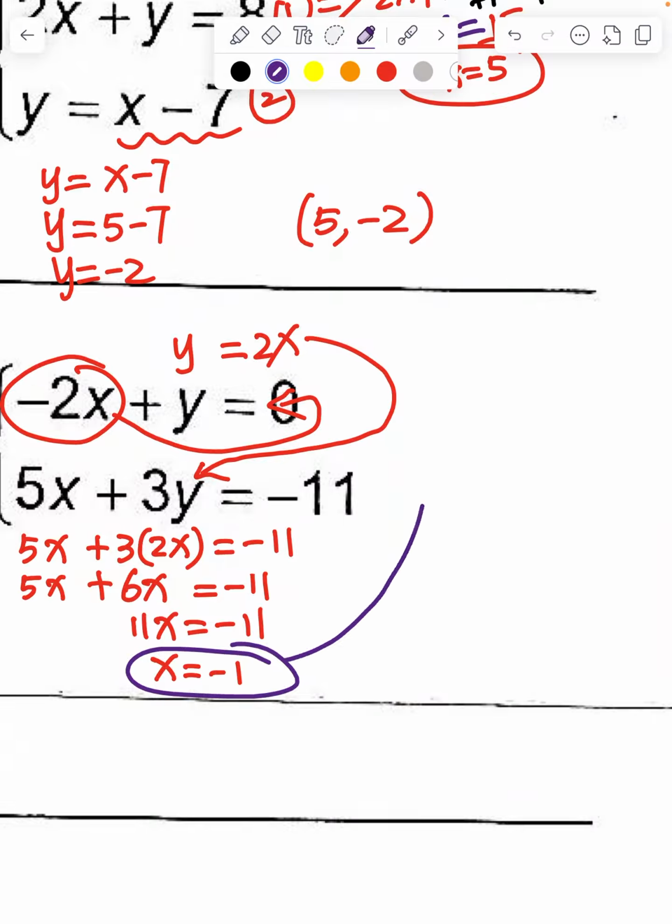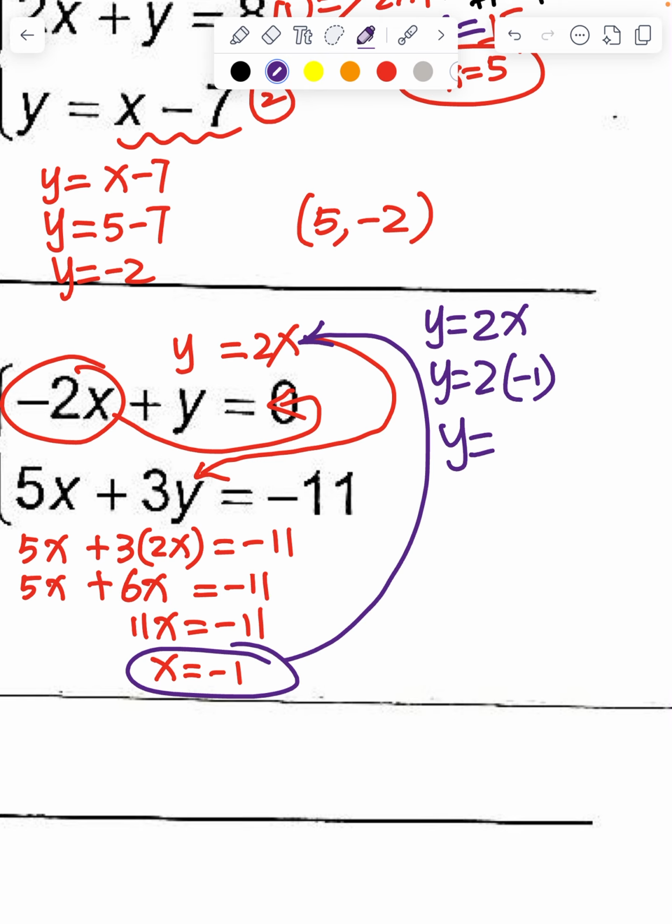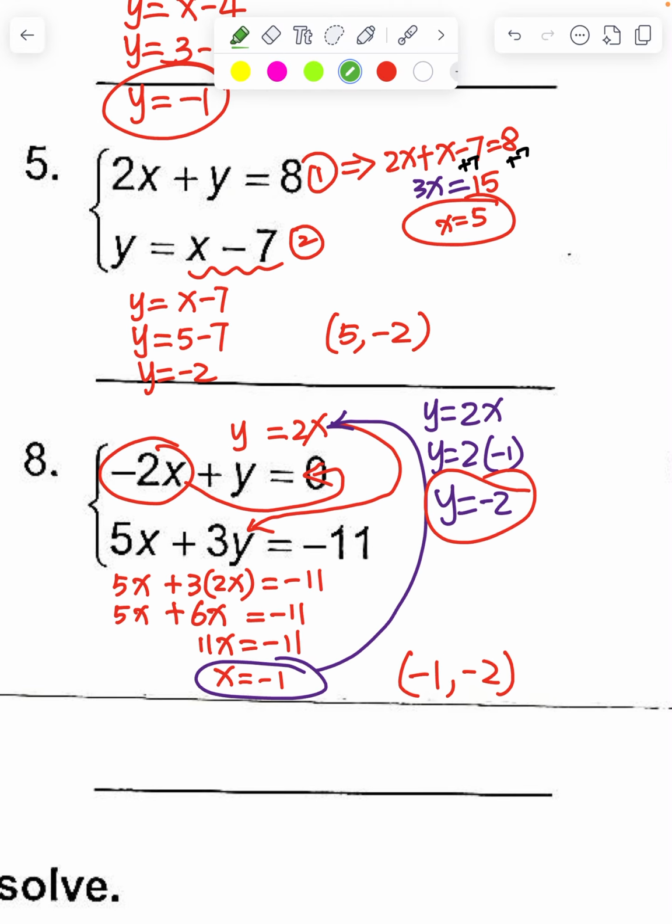And then I'm going to go back here. y equal to 2x, right? So y equal to 2 times x. x is negative 1. 2 times negative 1, that's negative 2. Solved. Just solved the y. So the final answer, negative 1, negative 2. This is the final solution.